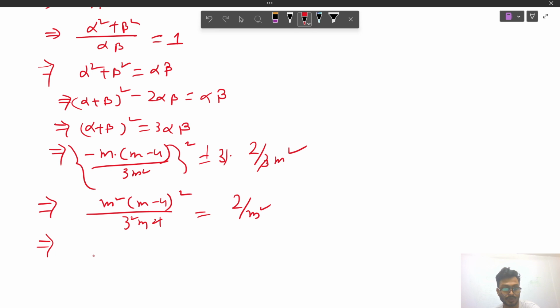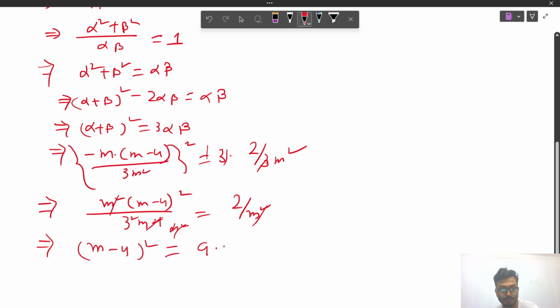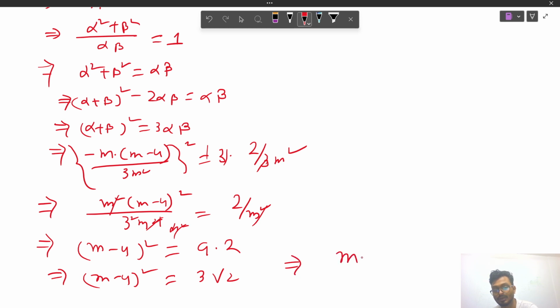So this implies that this m square and this m square will get cancelled, so m minus 4 whole square equals 9 into 2, which implies that m minus 4 whole square equals 3 root 2. So that implies that m minus 4 is plus or minus 3 root 2, so m is equal to 4 plus or minus 3 root 2.